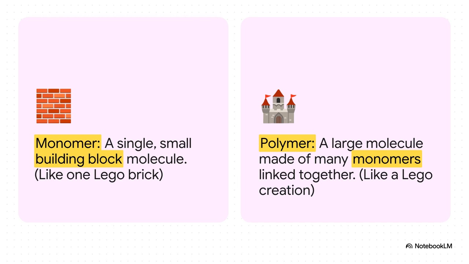We start with these small individual units called monomers. Just think of a single Lego brick. Then, when you link a whole bunch of those monomers together, you get a giant molecule called a polymer. That's your awesome Lego spaceship or castle.